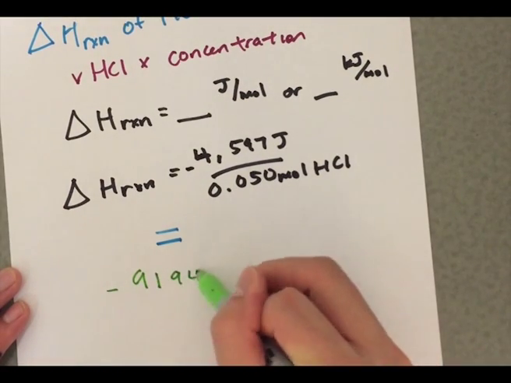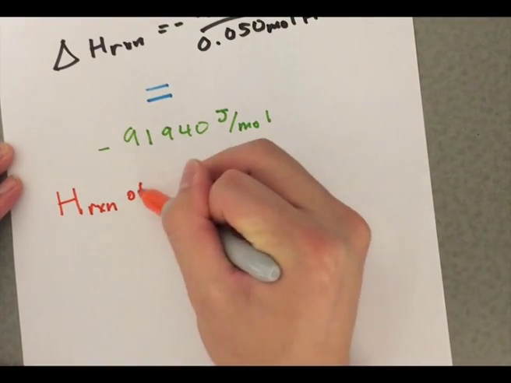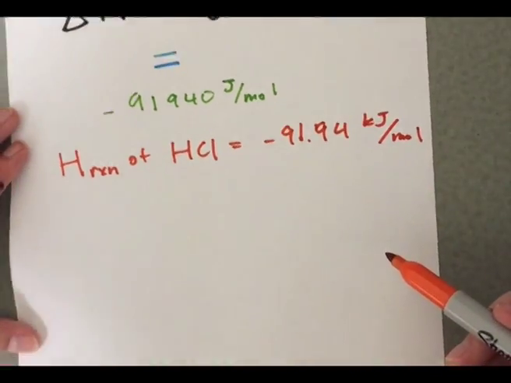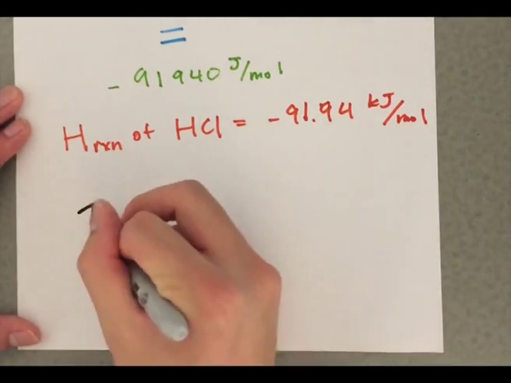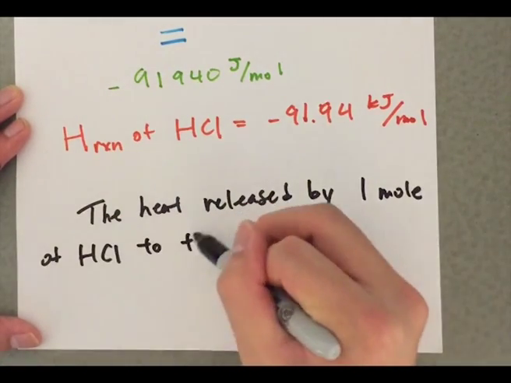91,940 joules per mole. To convert this to kilojoules per mole, simply move the decimal point 3 places to the left. In conclusion, the heat released by 1 mole of hydrochloric acid to the water is 91.94 kilojoules.